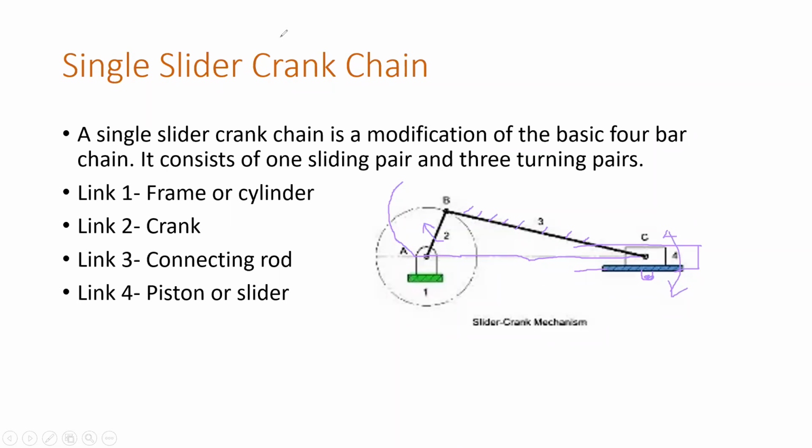Okay, so this is the mechanism when you fix link 3, that is the connecting rod. If you say that let us free link 3 and let us check what will happen if you fix link 2, then you will again get a different kind of motion. Okay, we will see that.